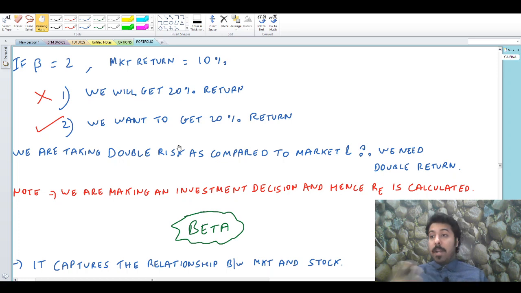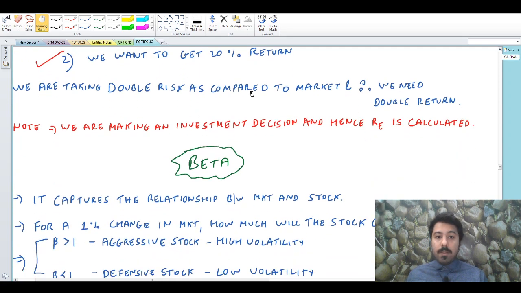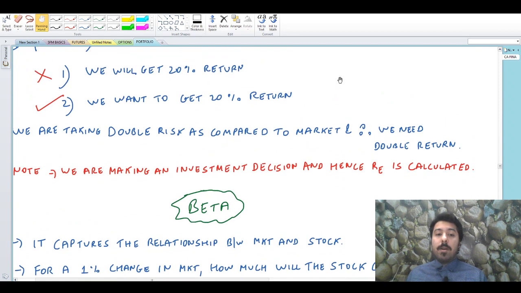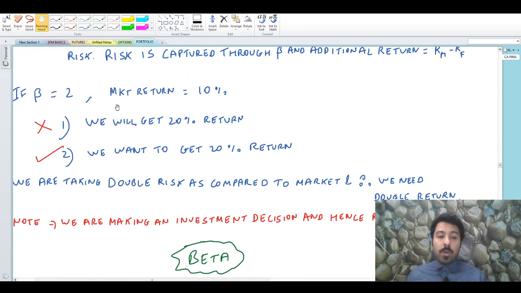What is our basic intention? Our goal while we are investing, right? We are taking double the risk as compared to the market, therefore we need double the return. Beta 2 into 10, 20%. Beta of 2 means that if the market moves by 1, our stock will move by 2. So we have double the risk as compared to the market. So if the market gives you 10%, we need 20% to compensate for that additional risk. That is why we are asking for a double return.